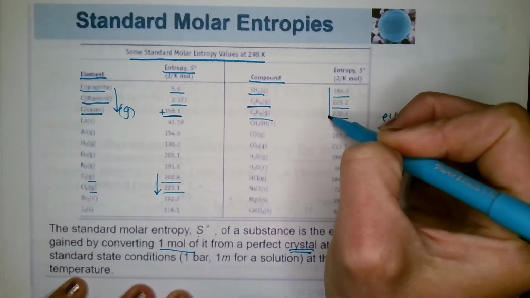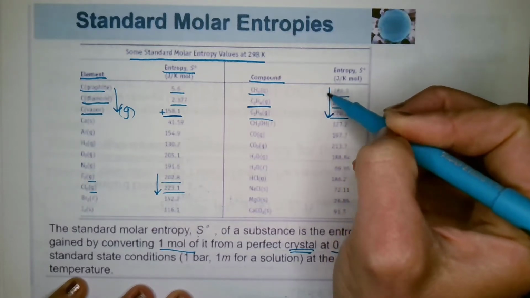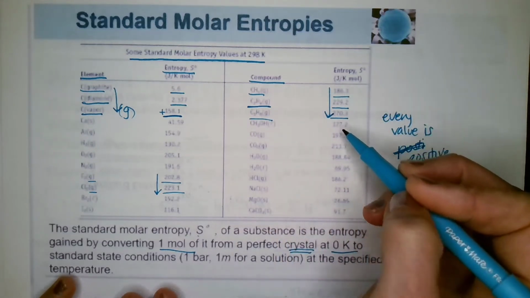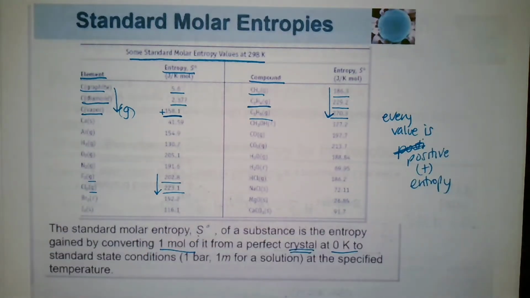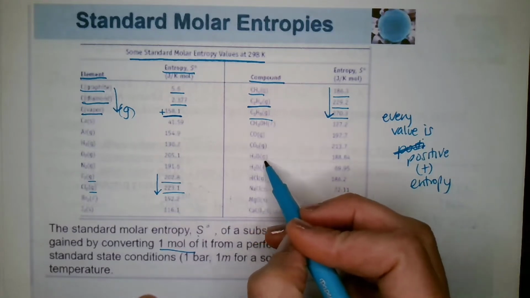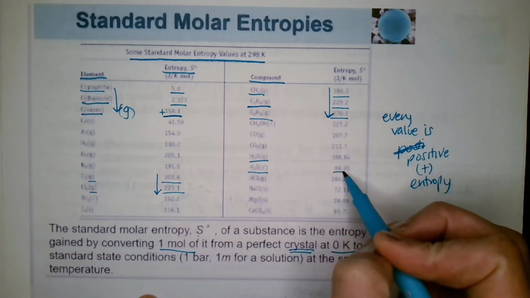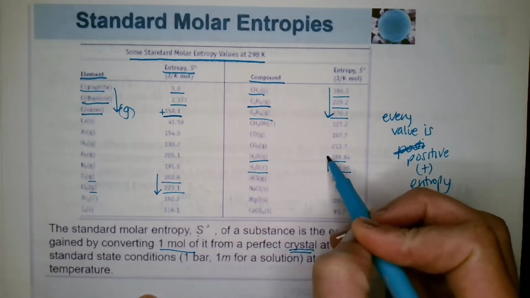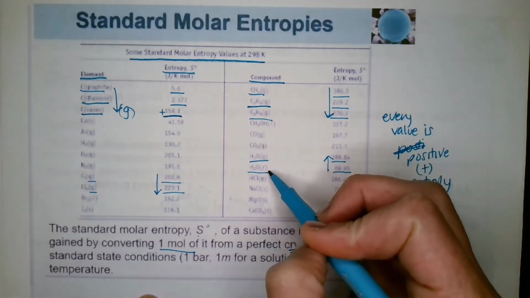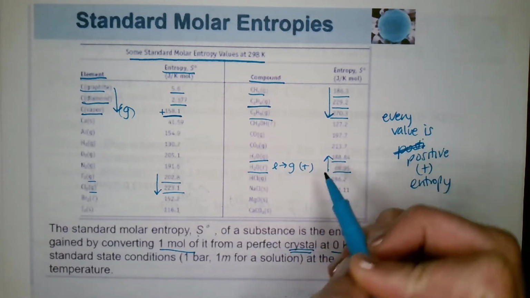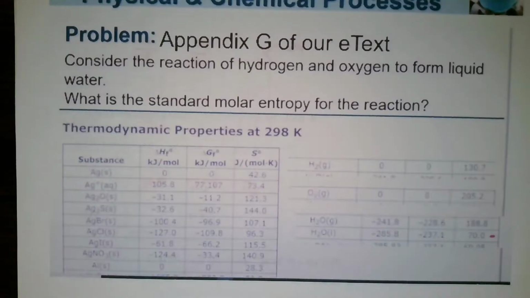Ethane, methane, ethane, propane. And we can see 186, 229, 270. So again, as those compounds get bigger, more massive and more complex, the entropy increases for those compounds. We can also see water as a gas compared to water as a liquid. Liquid was 69 and gas was substantially higher. Again, as chaos goes from a liquid to a gas, entropy is going to be positive. It's going to increase.